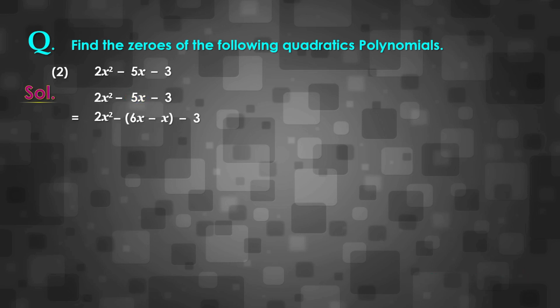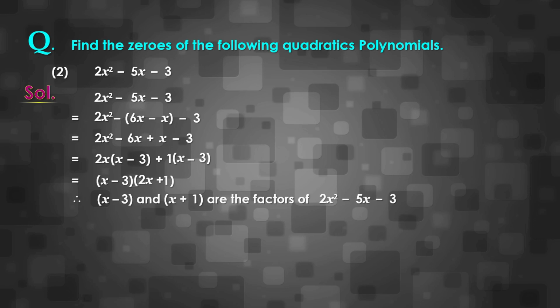So the expression becomes 2x squared minus 6x plus x minus 3. Next, we group the terms. From the first two terms, we take 2x common. From the last two terms, we take plus 1 common. This gives us the common factor x minus 3. So the expression becomes (x minus 3) multiplied by (2x plus 1). Therefore, the factors of the quadratic polynomial are x minus 3 and 2x plus 1.